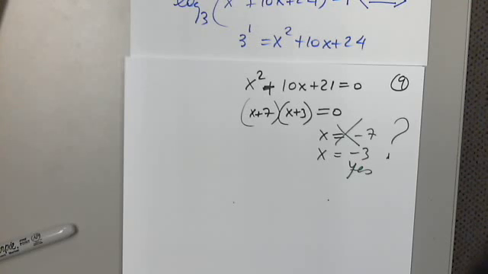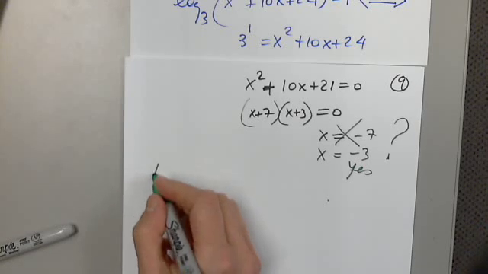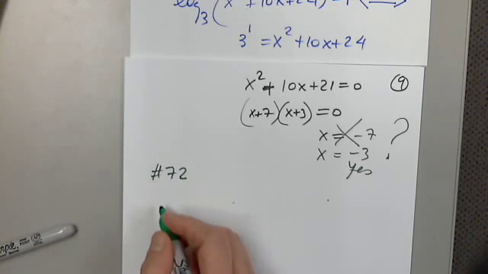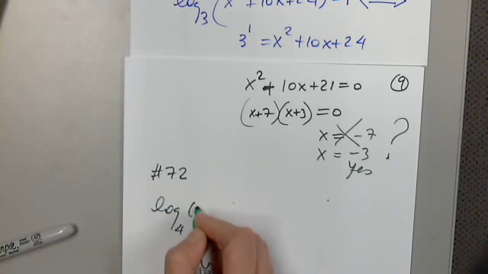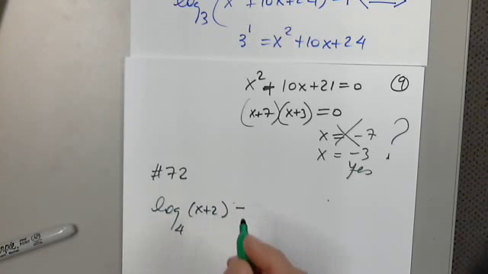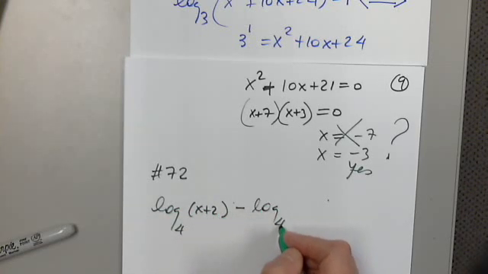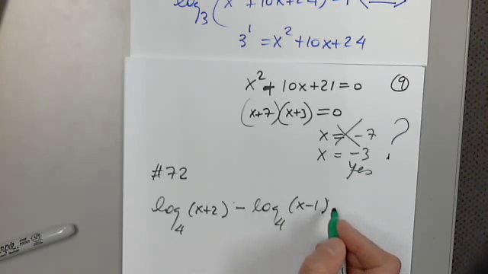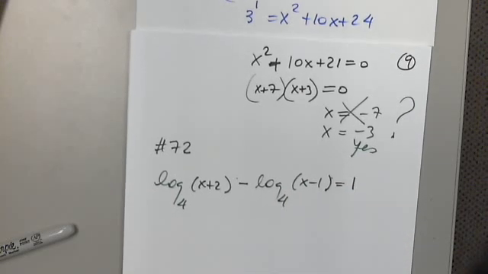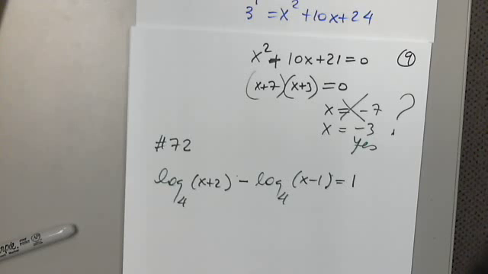Okay, let's look at another. Let's say 72. Log base 4 of x plus 2 minus log base 4 of x minus 1 equals 1. Please tell me what to do next.